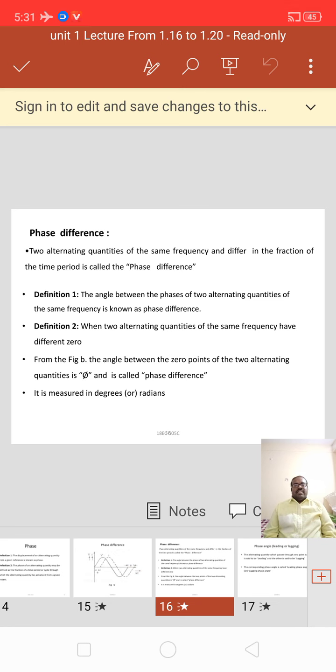When two alternating quantities of the same frequency have different 0 points, that is also nothing but the phase difference. From figure B, the angle between the 0 points of the two alternating quantities is pi and is called the phase difference. Phase difference is denoted by the letter phi. It is measured in degrees or radians.